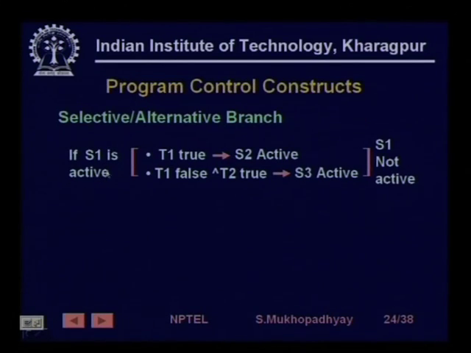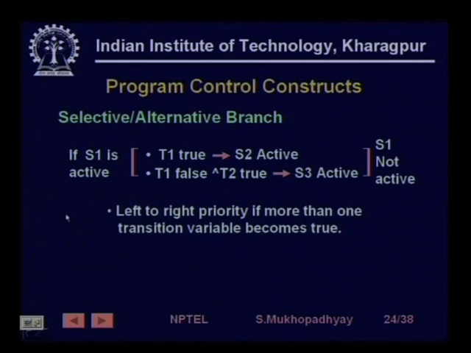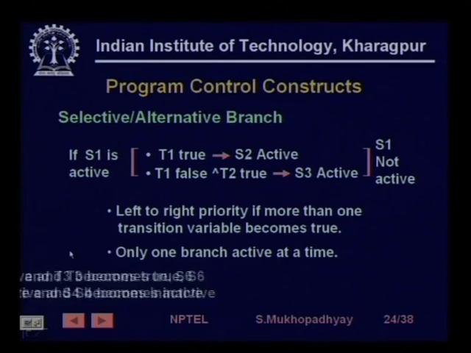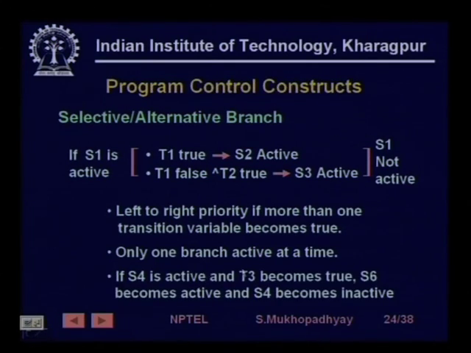So, that was a selective or alternative branch, that is, the system can either flow through this branch or through that branch, but not both simultaneously. If S1 is active and T1 is true, then S2 becomes active. If T1 is false and T2 is true, then S3 becomes active, and the moment S3 becomes active, S1 becomes inactive. Similarly, left to right priority applies, and only one branch can be active at a time. If S4 is active and T3 becomes true, S6 becomes active and S4 becomes inactive.